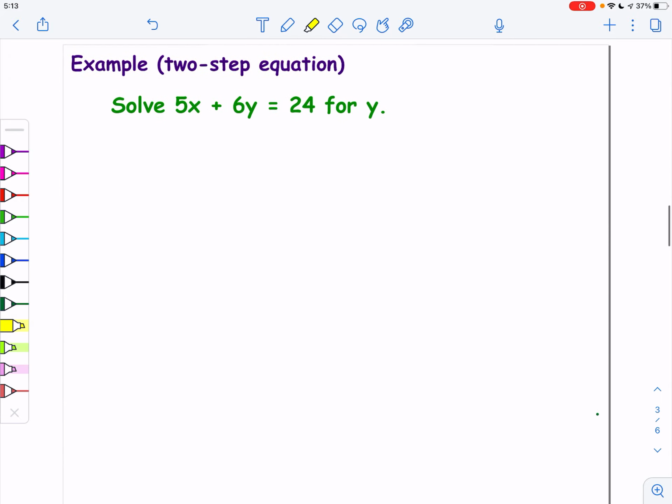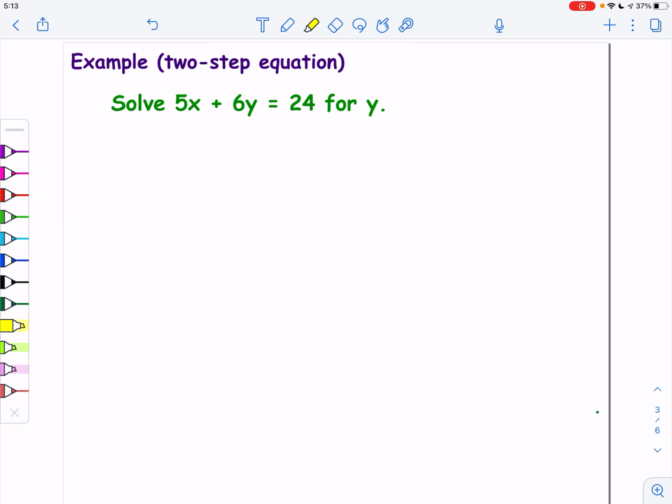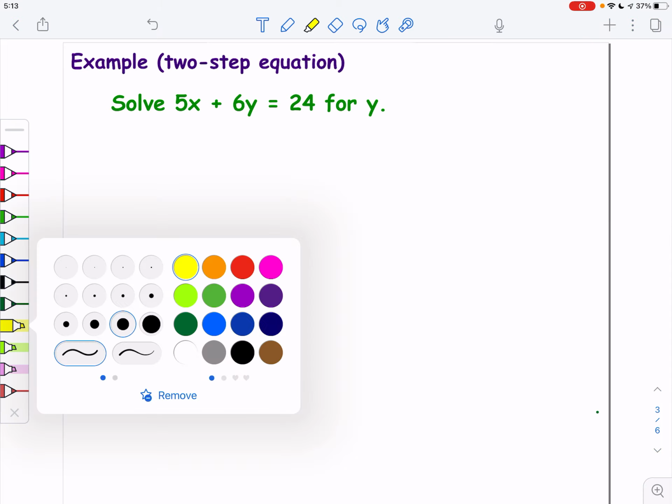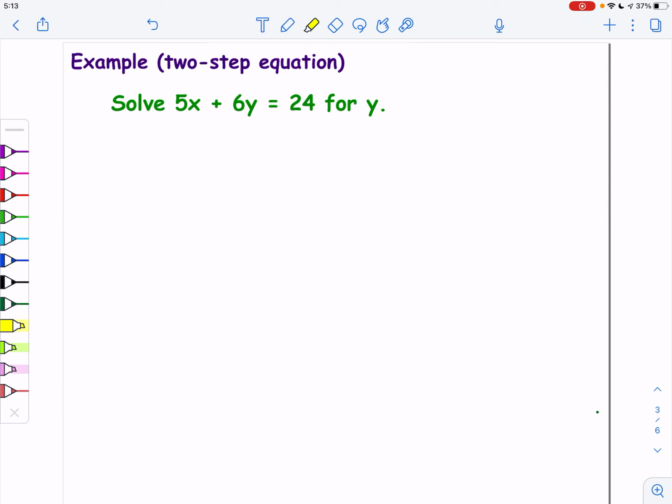In this next example, we will look at a two-step equation. We are solving for y. That means we want to get rid of 6 and 5x. You start with the expression that's furthest away from the variable that you're solving for. So you're going to start by moving 5x. Since it's positive, you will subtract to eliminate it. If you subtract 5x on the left, you also subtract 5x on the right of the equal sign.